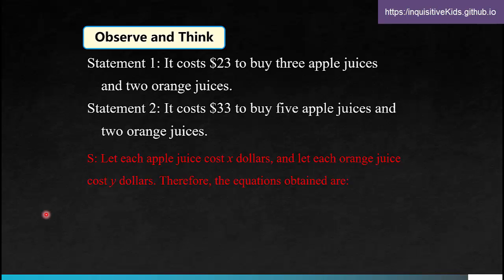Well, here's our solution. First, just like the solution to any system of equations problem, we set the variable. Let each apple juice cost x dollars and let each orange juice cost y dollars. Therefore, we can obtain the two equations 3x + 2y = 23 and 5x + 2y = 33. So how can you solve this system of equations?